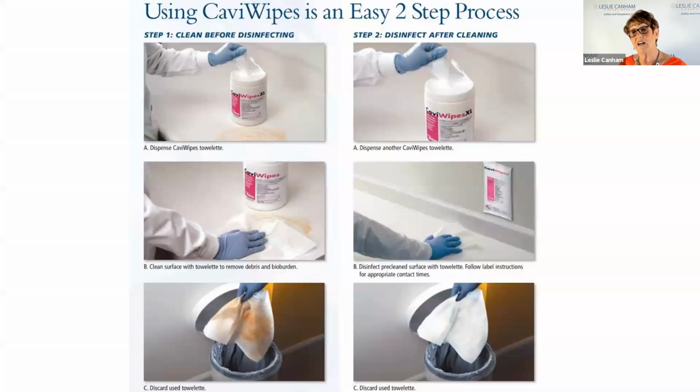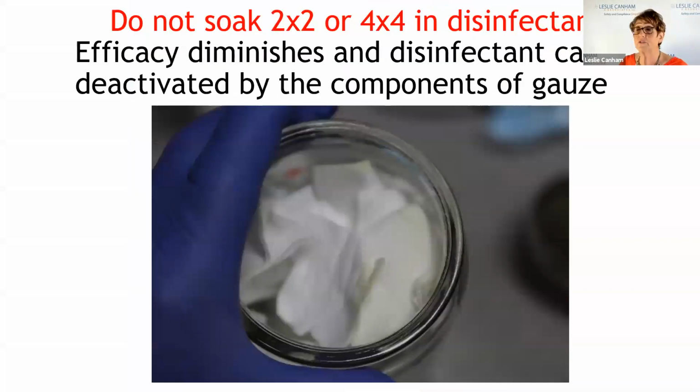Now, one thing I want to caution you against, please don't use 2x2s or 4x4s and soak them in your liquid disinfectant. Efficacy diminishes and the disinfectant can be deactivated by the components of the gauze. So please don't do this. If you want to douse a 2x2 or 4x4 at the time of use, that would be appropriate. But you know, paper towels are even more economical.